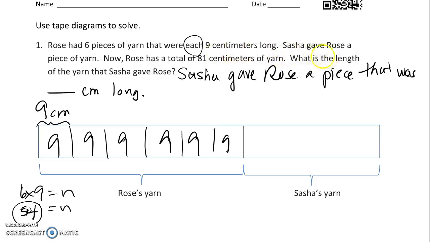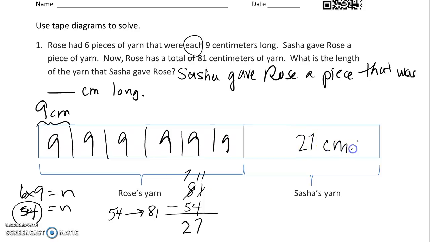All right, so Sasha gave Rose a piece of yarn. Now Rose has a total of 81 centimeters. So how does she go from 54 up to 81? Well, we can subtract. 81 minus 54, that's how long the piece is that Sasha must have given her. 1 minus 4 can't solve, so I've got to unbundle. I have 7 tens, and I'm going to add 10 to my 1 to get 11. So 11 minus 4 is 7. 7 minus 5 is 2. So that must mean this was 27 centimeters. I'm going to fill that in.